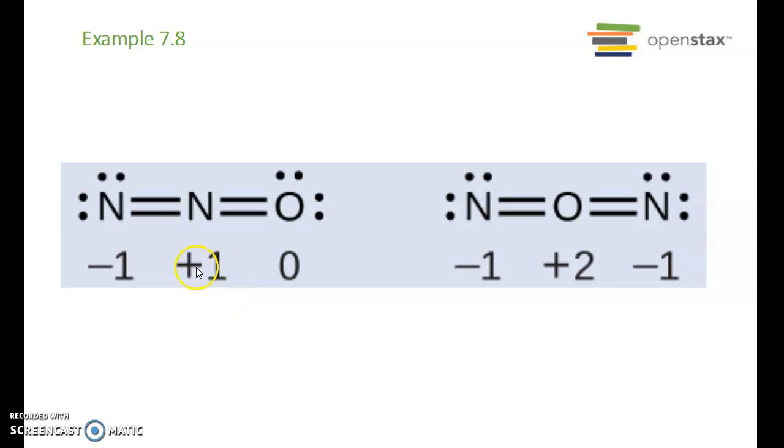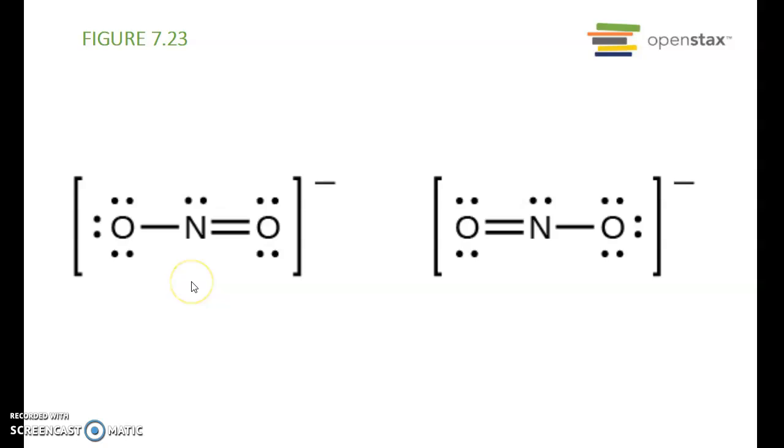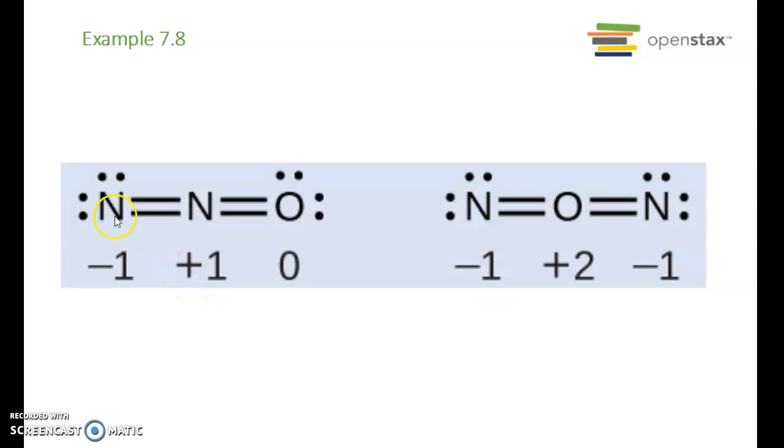Now, you also can look at another example. You've got N2O, right? So here you've got a +1 for this nitrogen, a -1 for this one, and a 0 here. This would be the preferred structure over this one right here where you have +2 and 2 -1s over here. Okay? So this would be the preferred structure.